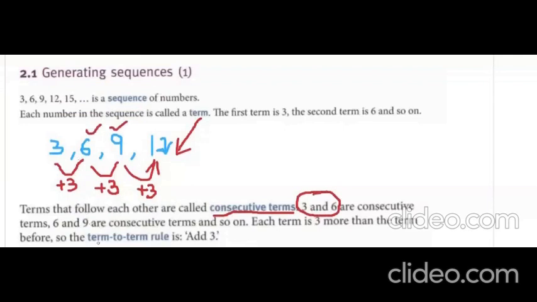And how do we find the term-to-term rule? There is a rule called the term-to-term rule, and for any sequence we can find it. You have to see the common difference between each term. That is the term-to-term rule. In these terms, we can see that 3 is added constantly. It is an increasing sequence. So 3 is added constantly, and therefore the term-to-term rule is add 3.